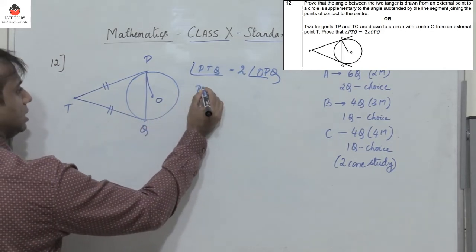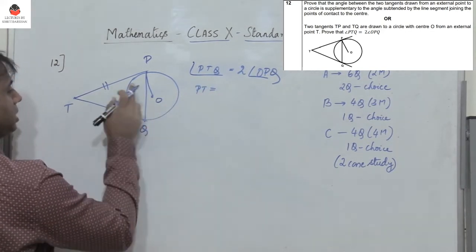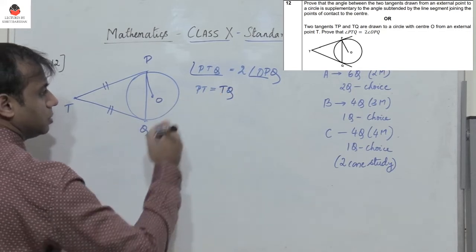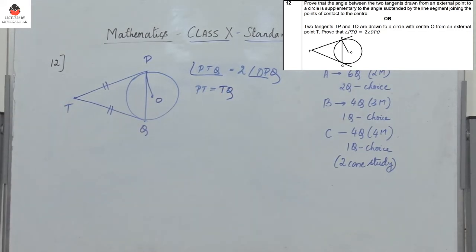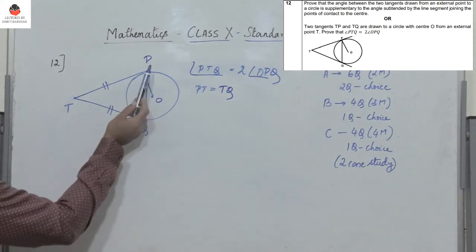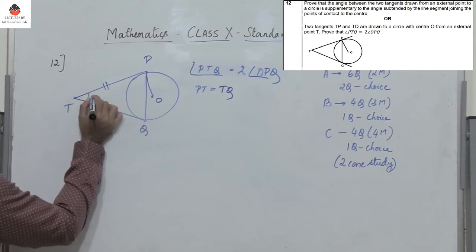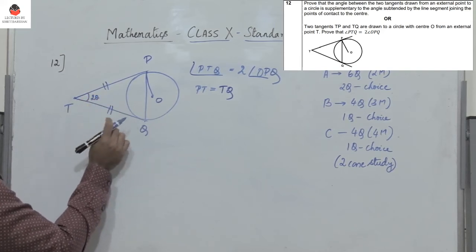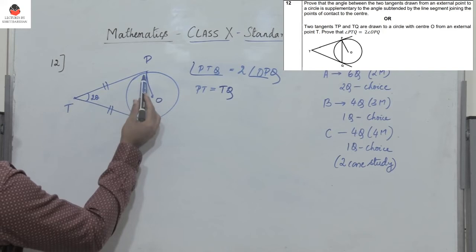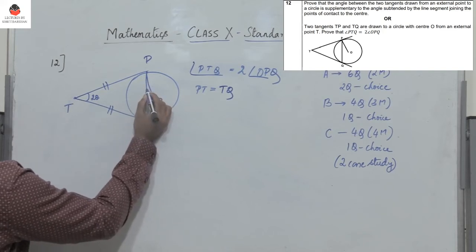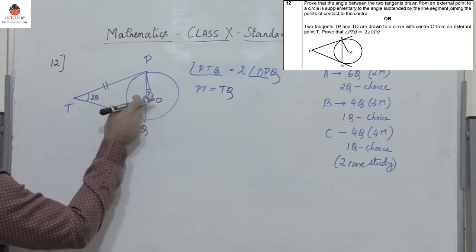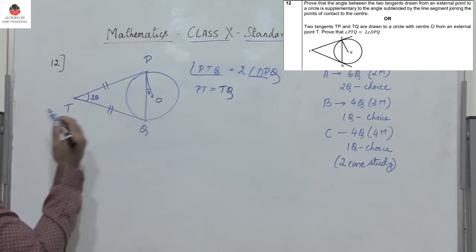So PT will be equal to TQ. So the two tangents are equal. Now we have to prove that angle PTQ, so if this angle is 2 theta, then angle OPQ will be theta. So this angle will be theta. That means this angle is twice the angle OPQ.